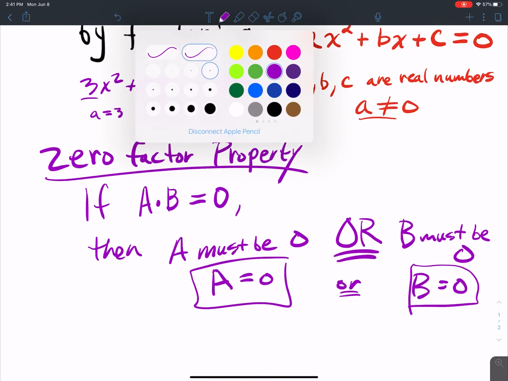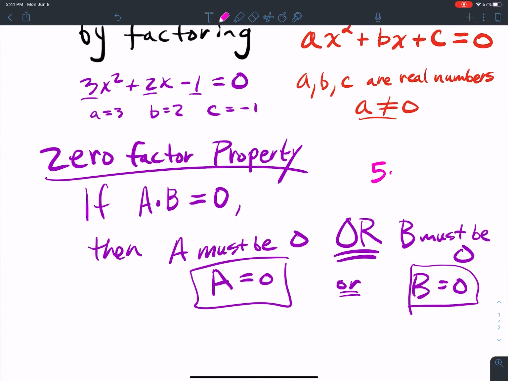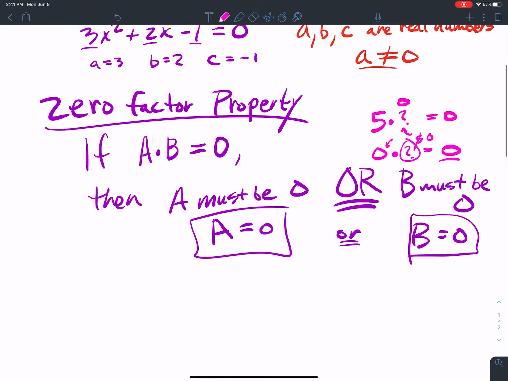And if you think about it, 5 times something is equal to 0, that something has to be 0. And the same thing if I have 0 times something equals 0. Well, I don't care what that number is, the final answer is 0, right? That number could be 5 and it's still 0. Heck, that number could also be 0, and 0 times 0 is still 0. So that's the idea, okay? So let's solve by factoring.